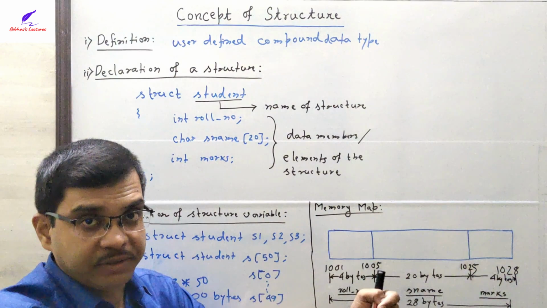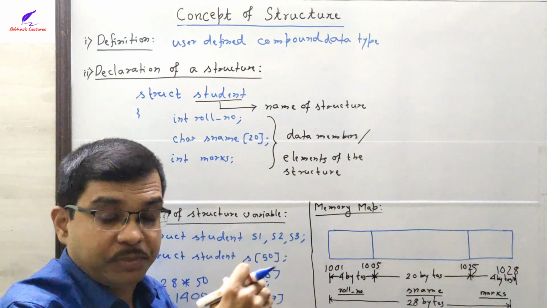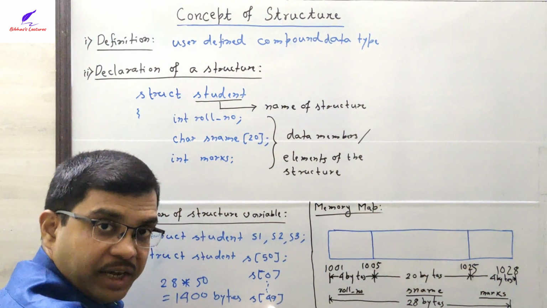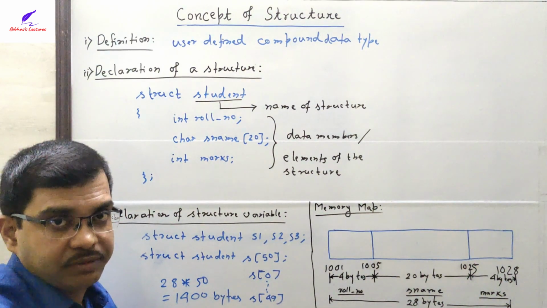reserved for the last structure variable, that means for the 50th student of the class, and this student is being represented by the structure variable S49. Okay, so this way the memory will be allocated for the structure variable.